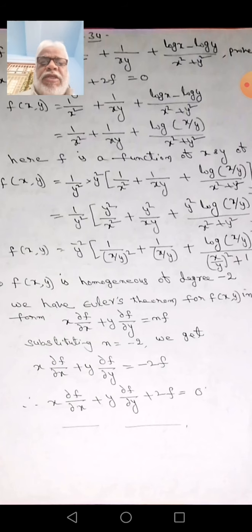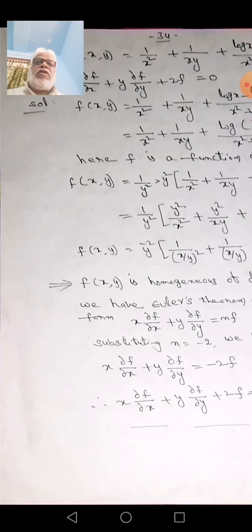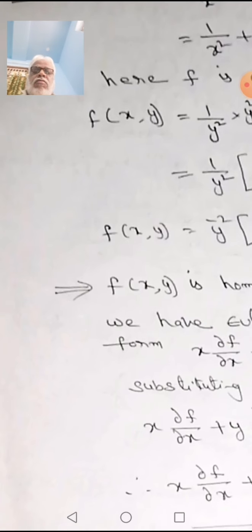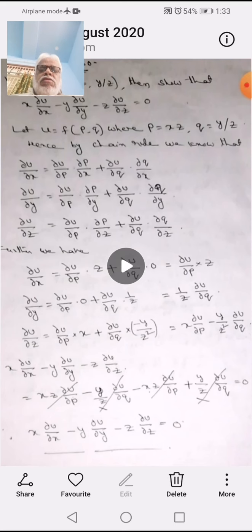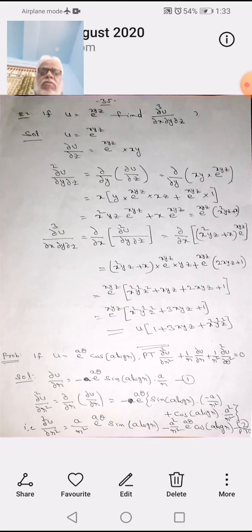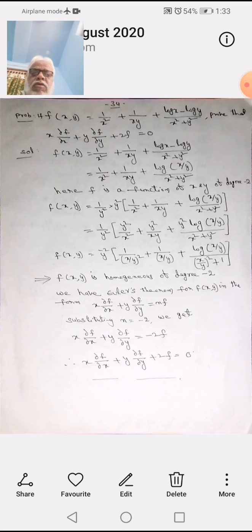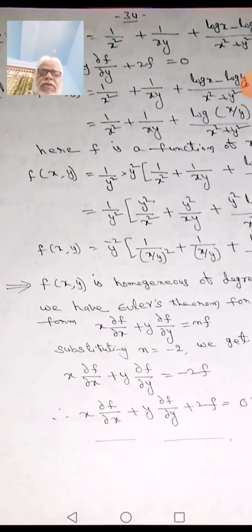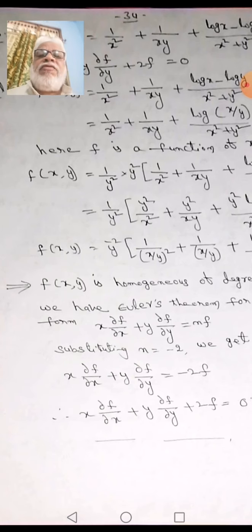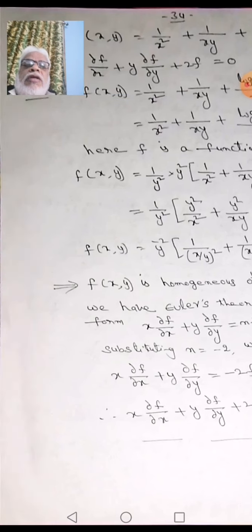x dou f by dou x plus y dou f by dou y is equal to minus 2f. Minus 2f comes to the left side, that is x dou f by dou x plus y dou f by dou y plus 2f is equal to 0, which is our required equation.